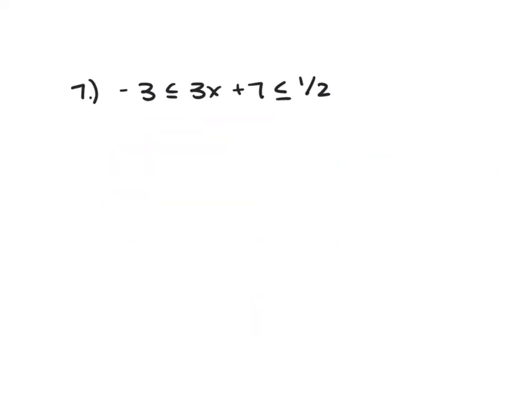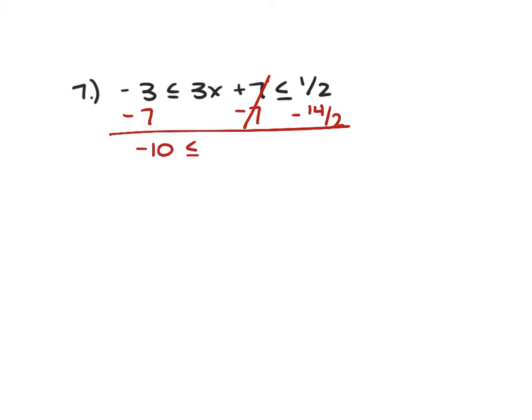For our last example, we have -3 is less than or equal to 3x plus 7, which is less than or equal to 1/2. So with this one, I'm going to subtract 7 from every part. Now, when I subtract 7 from that right side, I'm going to turn it into something over 2, so that way I can subtract those two fractions, and it makes my life a little easier. So those 7's cancel out. -3 minus 7 is -10, is less than or equal to 3x, which is less than or equal to 1/2 minus 14/2 is -13/2.